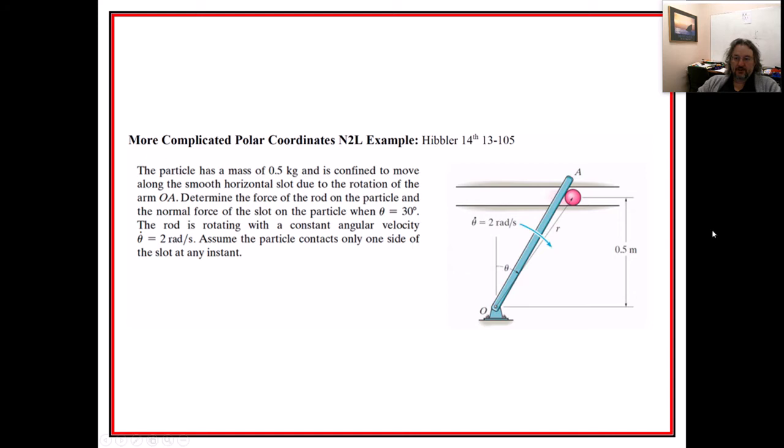Okay, so here's another example for Dynamics Class 7. This comes out of Hibbeler's 14th, and I think it's a pretty good radial Newton's second law particle kinetics problem. So we've got this particle that's 0.5 kilograms, that little pink ball here.